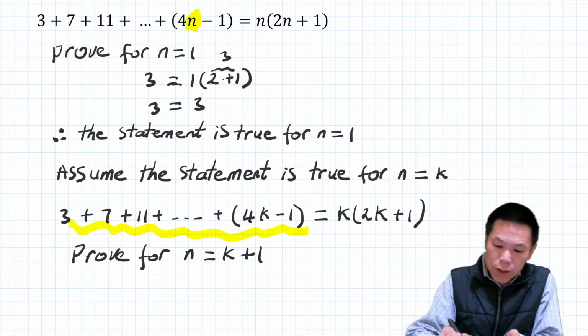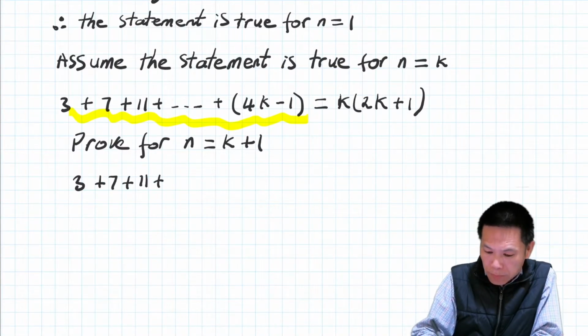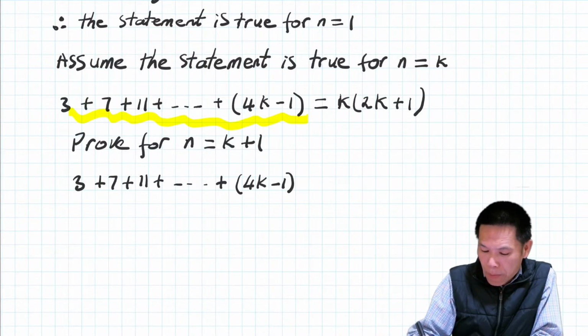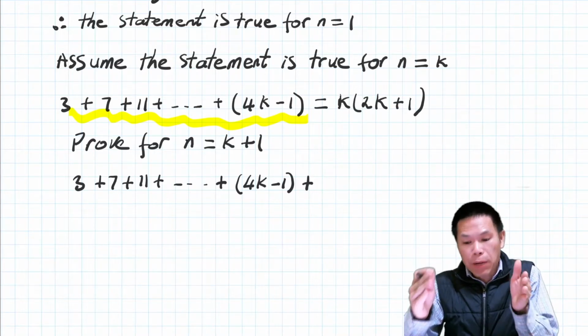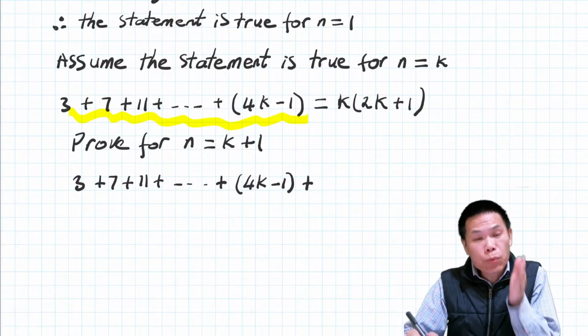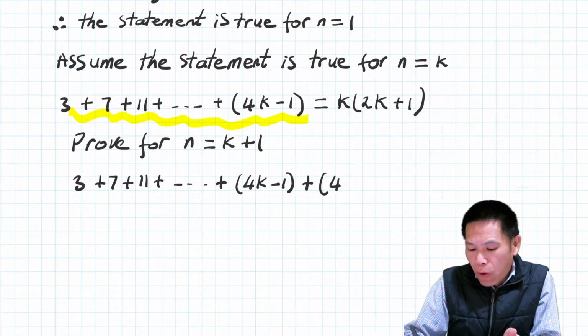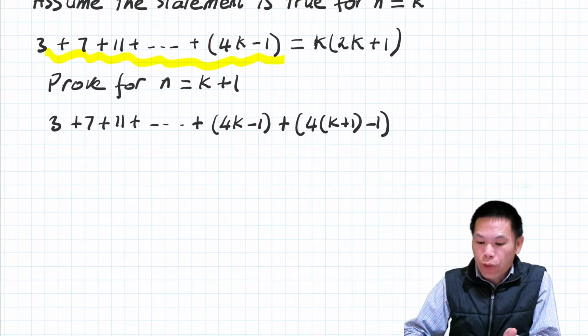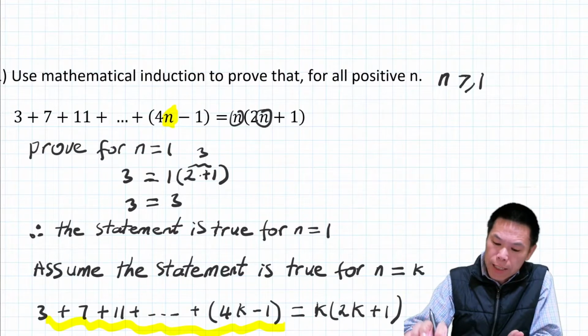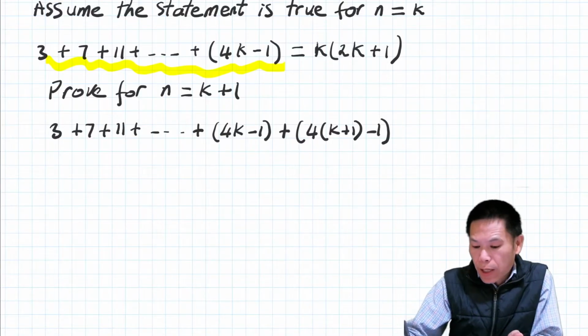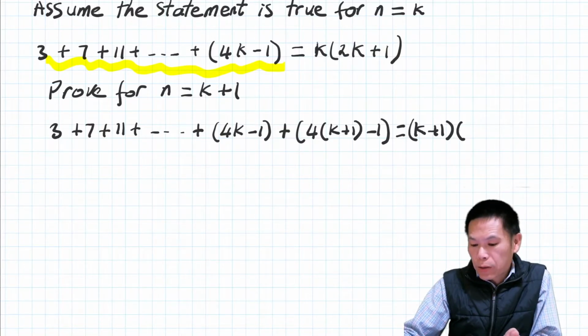So I just write it out first. And we add the last term, that is k plus 1. So we replace the last term with k plus 1, which is 4 times k plus 1 minus 1. And on the right hand side, of course, we need to replace n with k plus 1. So that is equal to k plus 1 times 2 lots of k plus 1, and we add 1.